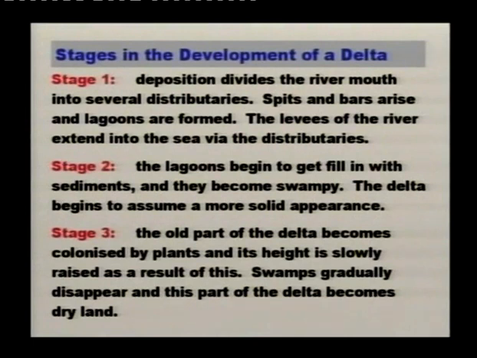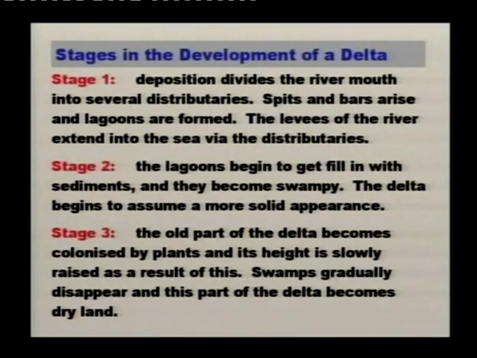Stage 1, deposition will usually divide the river mouth into several distributaries. Spits and bars arise, and lagoons are also formed. The levees of the river extend into the sea via the distributaries. And again, a levee has already been explained by the group that did their presentation. Stage 2, the lagoons begin to fill in with sediments, and they become swampy. The delta begins to assume a more solid appearance.